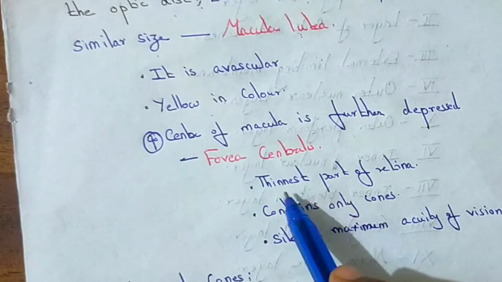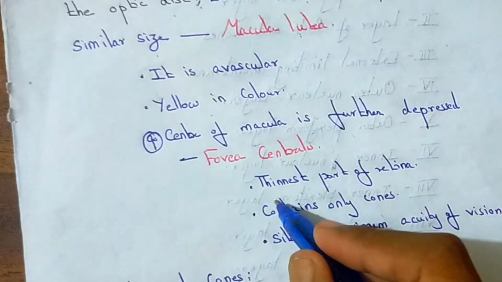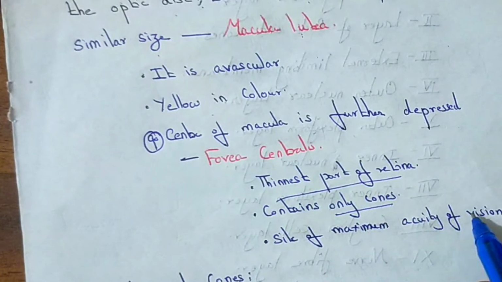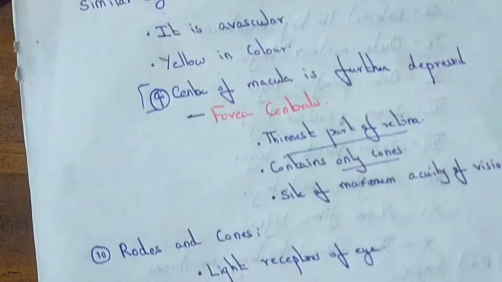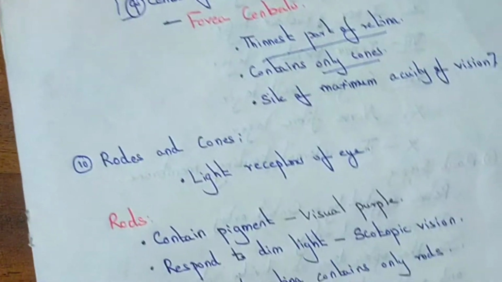The fovea centralis is the thinnest part of the retina. It's very important. It contains only cones. It is the site of maximum acuity of vision. Got it?